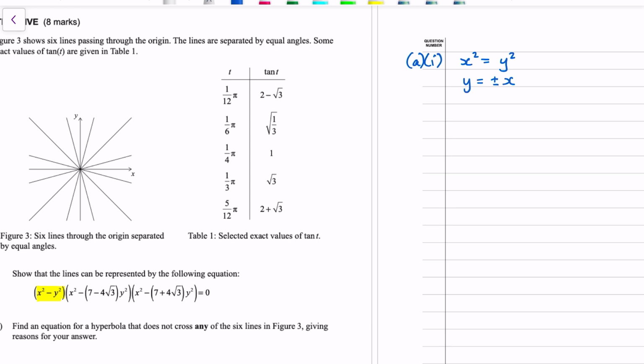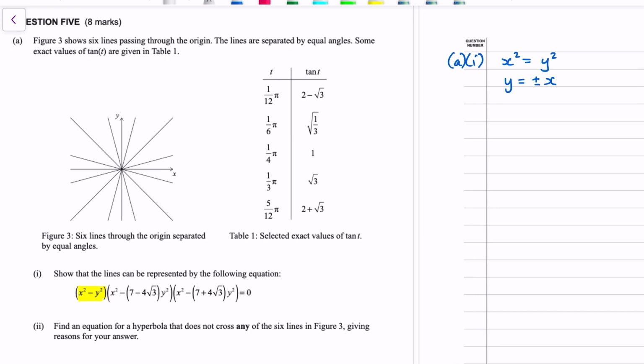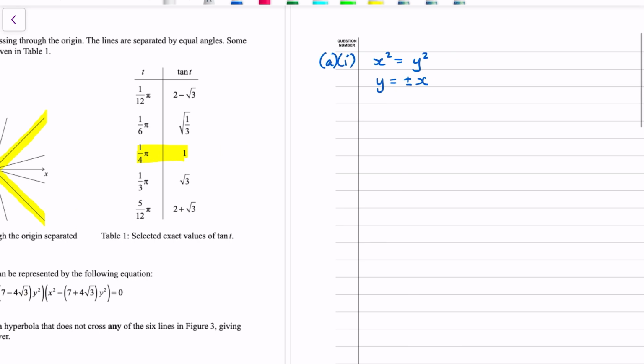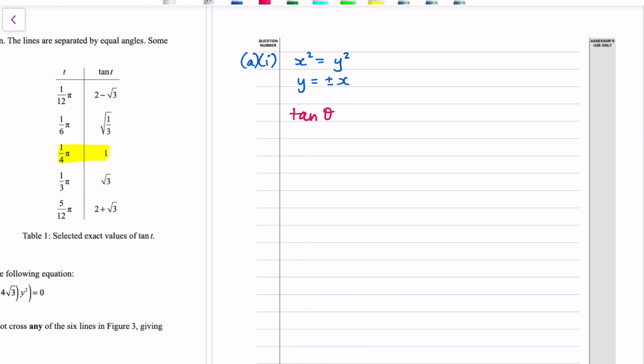And we're told that the lines are separated by equal angles. So if we can see this line that comes through, actually we'll keep the colours consistent. There we go, yellow going through there and through there, has a slope of pi over 4. And there we go, tan of pi over 4 is equal to 1. What you need to realise here is that tan of theta is equal to opposite over adjacent. So if we've got a line that comes through here at an angle of theta, opposite over adjacent is rise over run. So tan theta is equal to m, the gradient of the line.